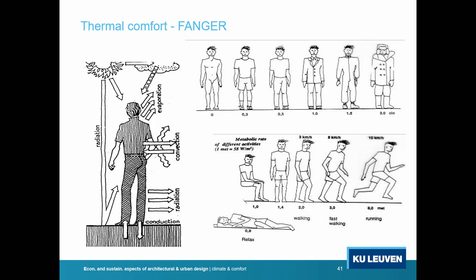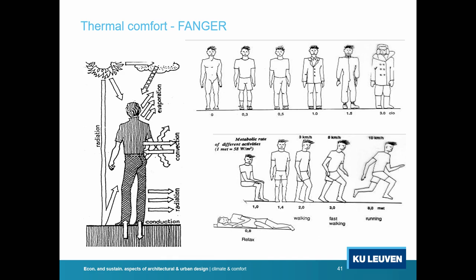So typically, for example, the temperature in a bedroom is lower than the temperature in a living room. Why? Because we have an additional blanket on top of us, meaning that our insulation level is higher than when you are in a living area where you don't have these heavy blankets on top of you.